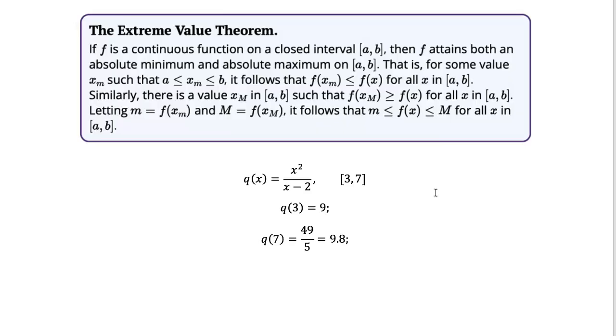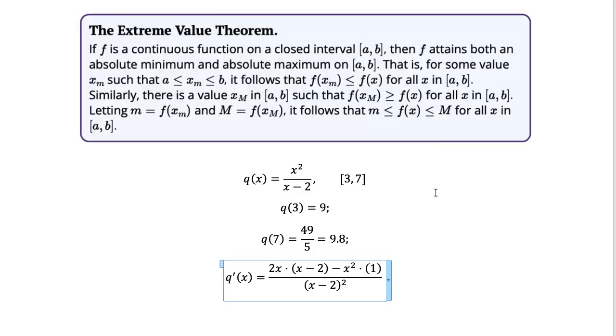The question is, between these two endpoints, is there a critical value in the derivative, right? So let's take a look. What is the derivative? So q prime of x, using quotient rule, I'm going to start off with 2x, derivative of the top times the bottom, minus the top times the derivative of the bottom, which in this case is 1, all divided by the denominator squared.